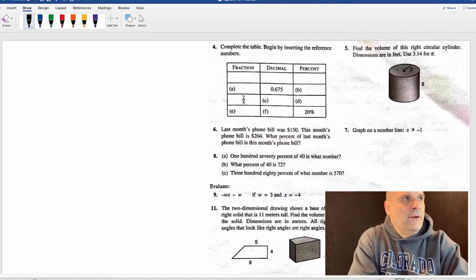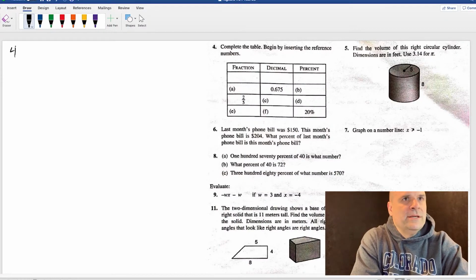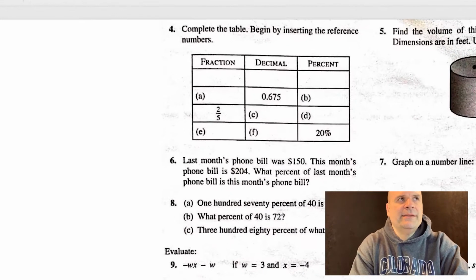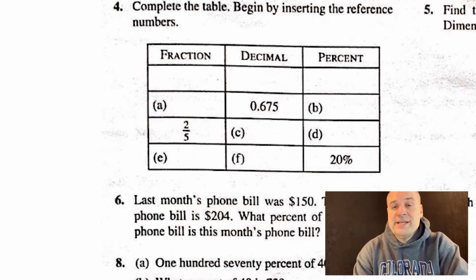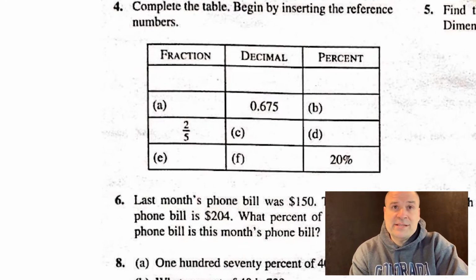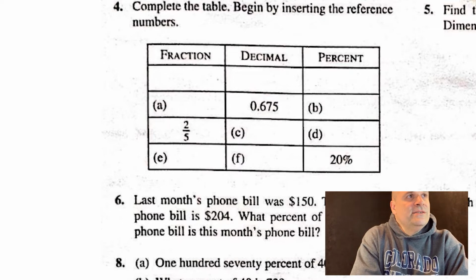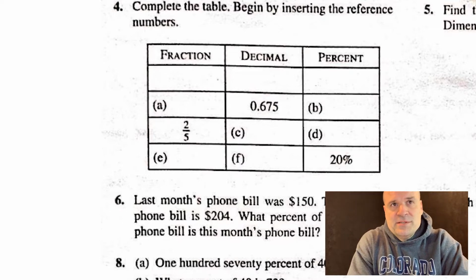Okay. All right, number 4. Look at all this in number 4. We're going to just fill it in there because we can. So we're changing decimals to fractions and percents and things like that. How do you change decimals to percents? You just move the decimal over 2 places. So this is 67.5%. Woo!